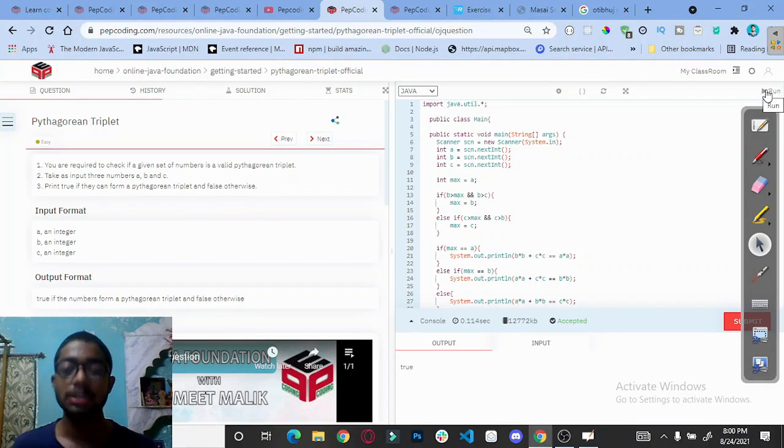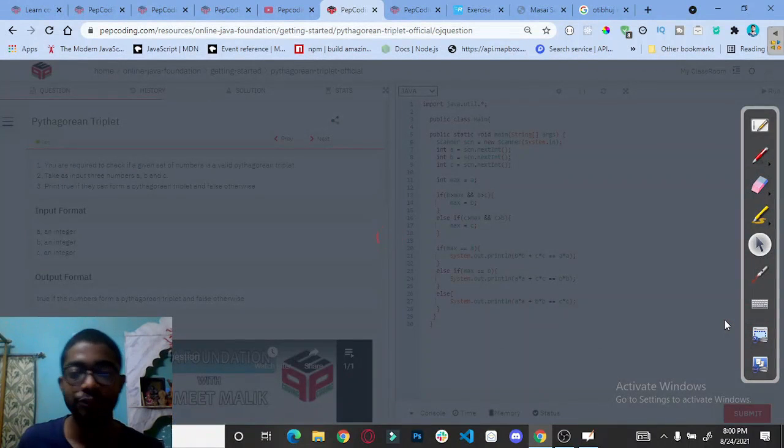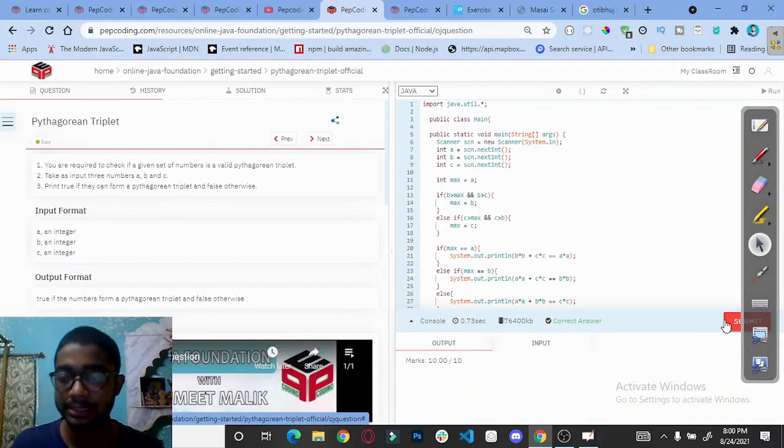Now I hit the run button. Here you can see the output is accepted. That means my code is right. Now submit the code and check whether all the test cases pass or not. Yes, all the test cases have passed. So this is the correct answer.